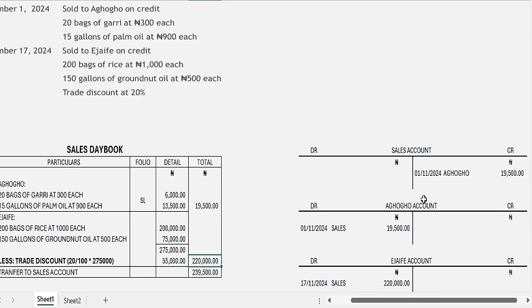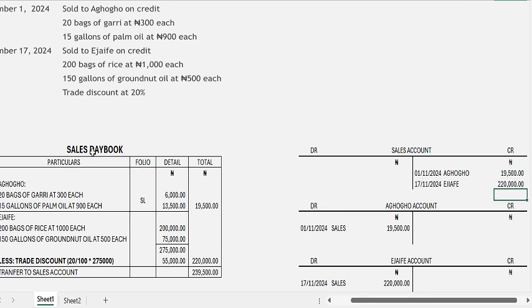Then you go to the sales account to fulfill the second part of the entry principle. You capture 17 of 11/2024. Here will be HIFA, and then the amount is 220. That is it. That is all.